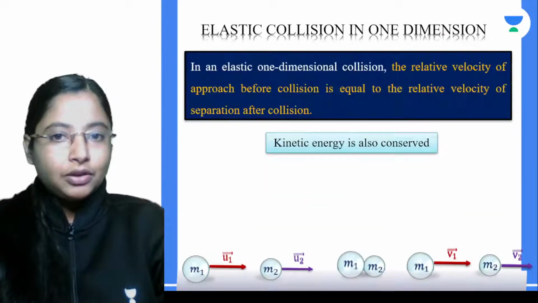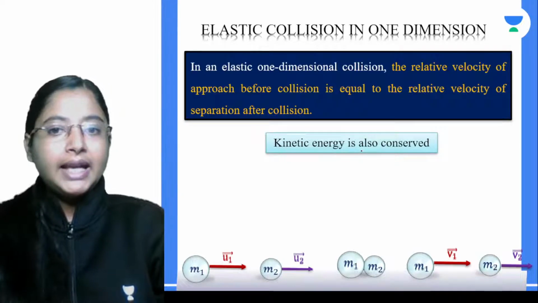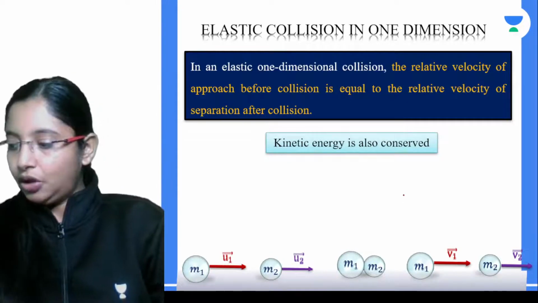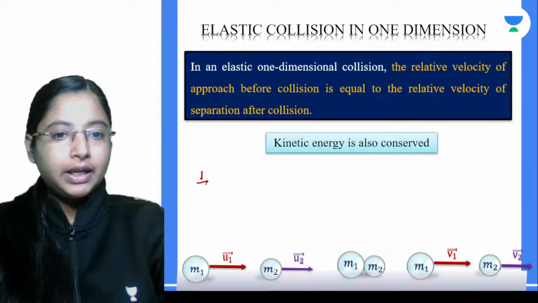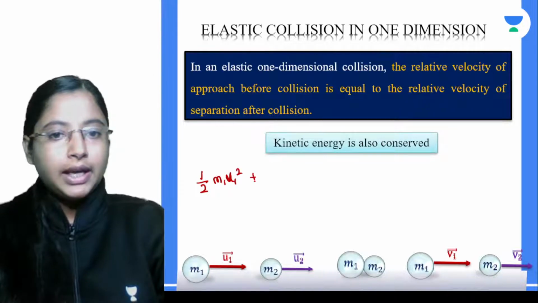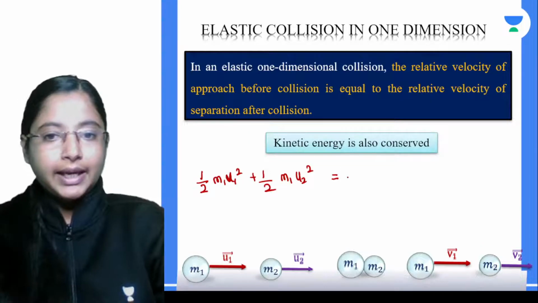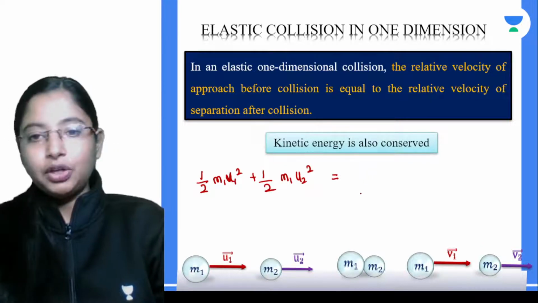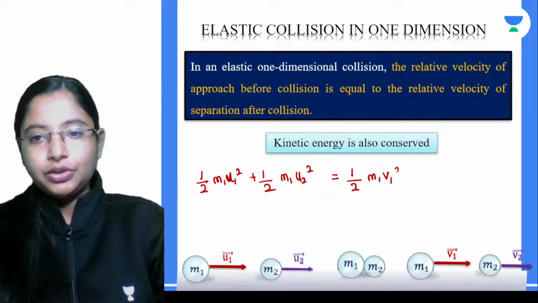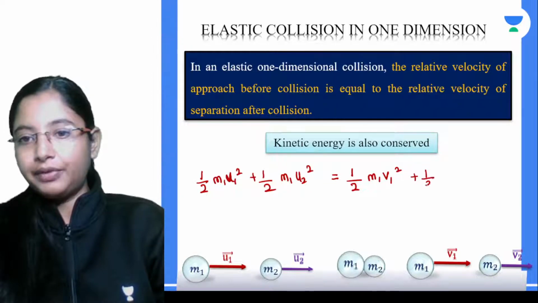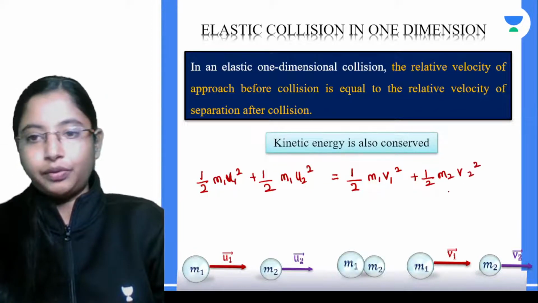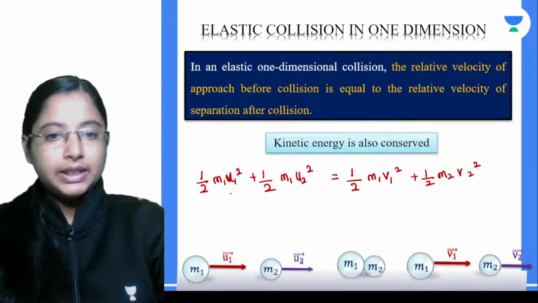Now in an elastic collision, we also know kinetic energy is conserved. So let's write the kinetic energy of object A before collision, which is half m1 u1 square. The kinetic energy of object B before collision will be half m2 u2 square, which is equal to the kinetic energy after collision, which will be half m1 v1 square plus half m2 v2 square over here. Half is common on all sides, so obviously that can be eliminated.